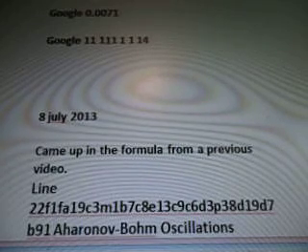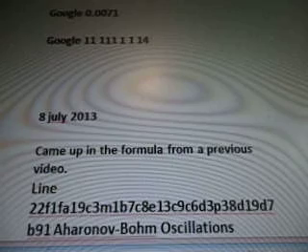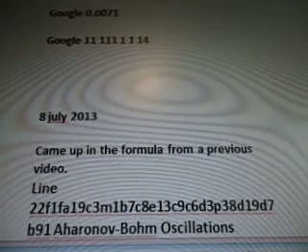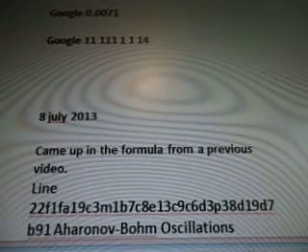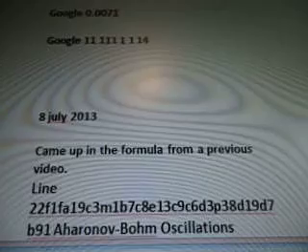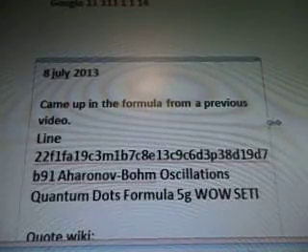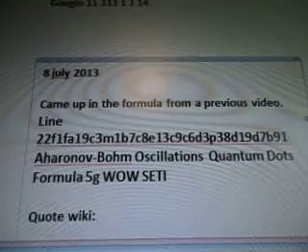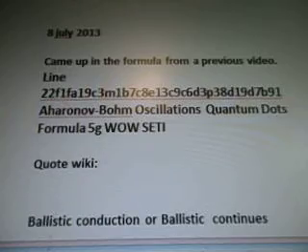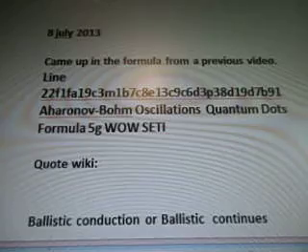5.8783279 E6 plus 60 QUJ5, Mayan symbol for 0. Higgs Ballistic Transport, formula number 5. Core UFO Engine, communication laser beams, crystals, superlattice, quantum dots, water molecules, expanded from line 22 WOW data. So it's from a previous video of line 22, 7B91, Aharonov-Bohm Oscillations, quantum dots formula, 5G WOW Seti.